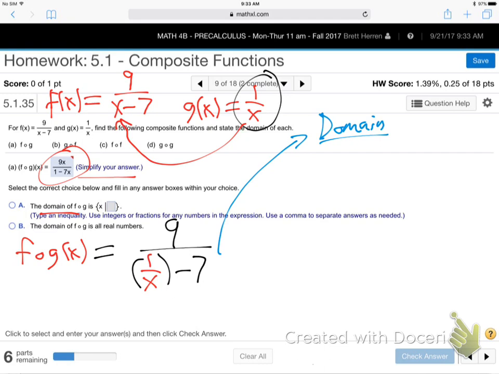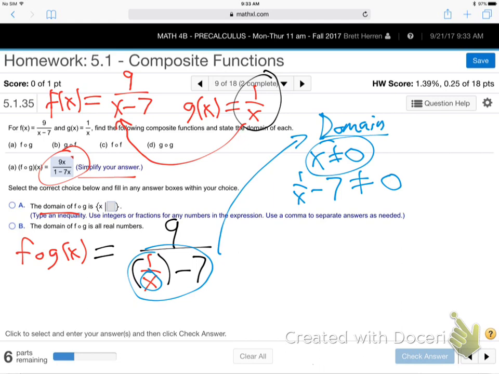Making sense? This little denominator here can't be 0, and then the whole denominator can't be 0. So 1 over x minus 7 can't be 0. Is that good? No denominators are allowed to be 0. So now solve that second equation. The first one's done. How do you solve that second equation? What do you do with fractions?